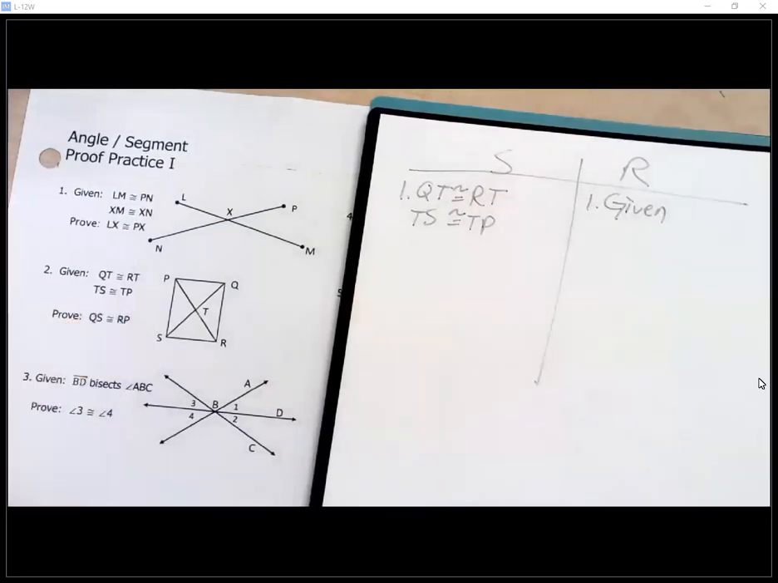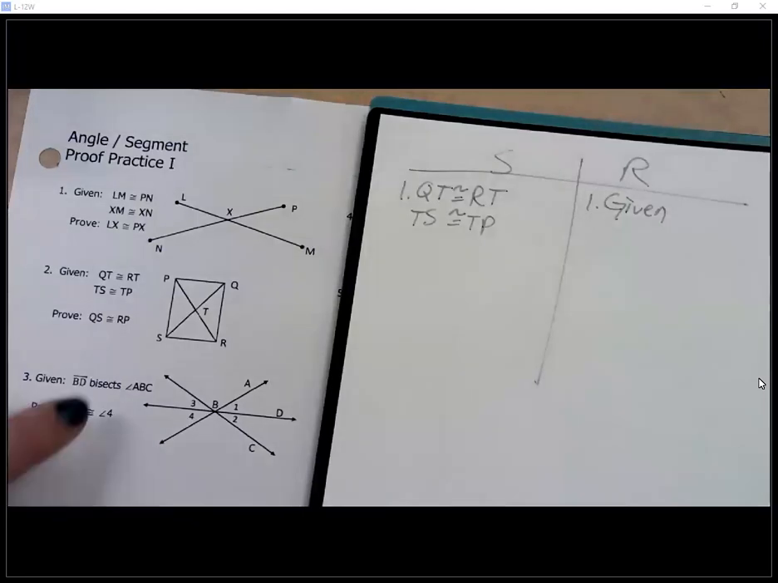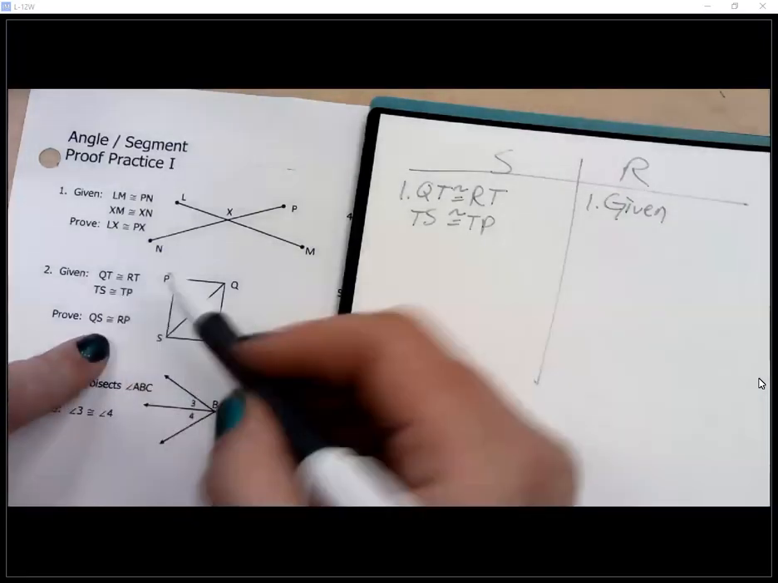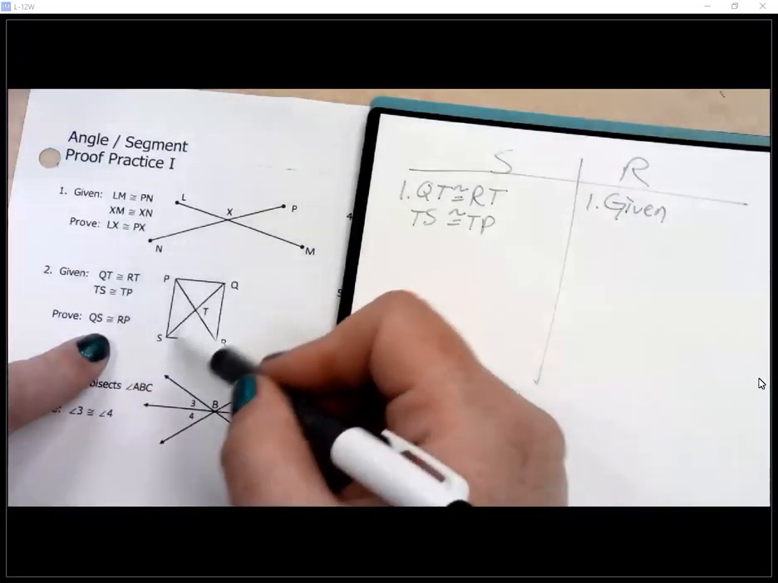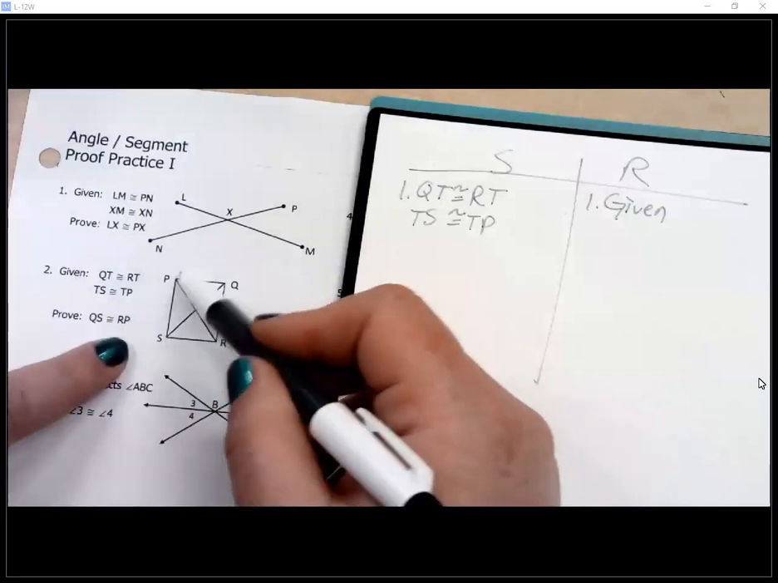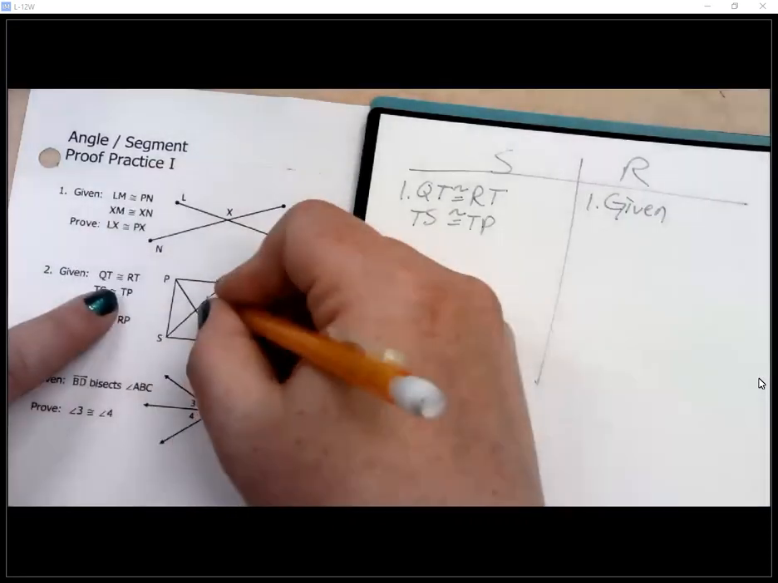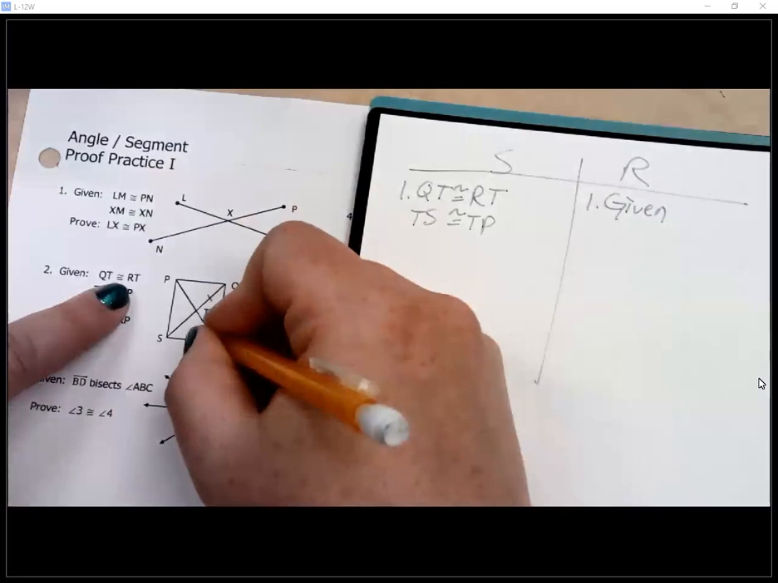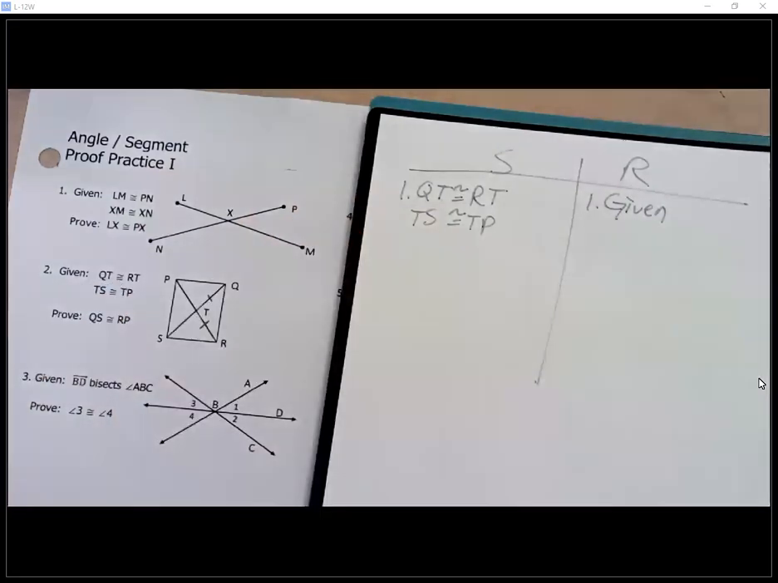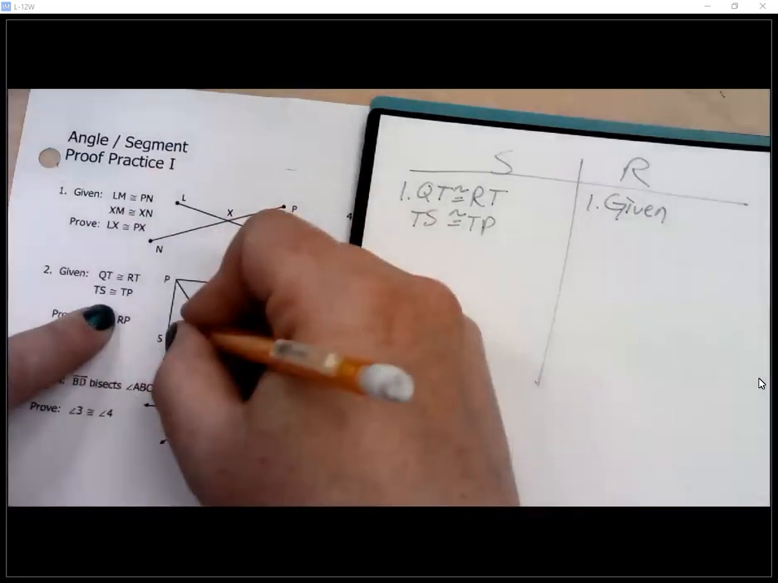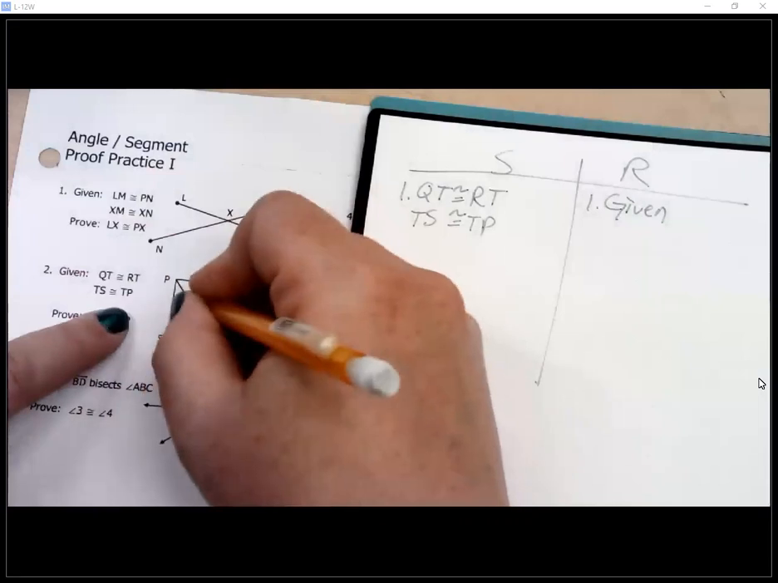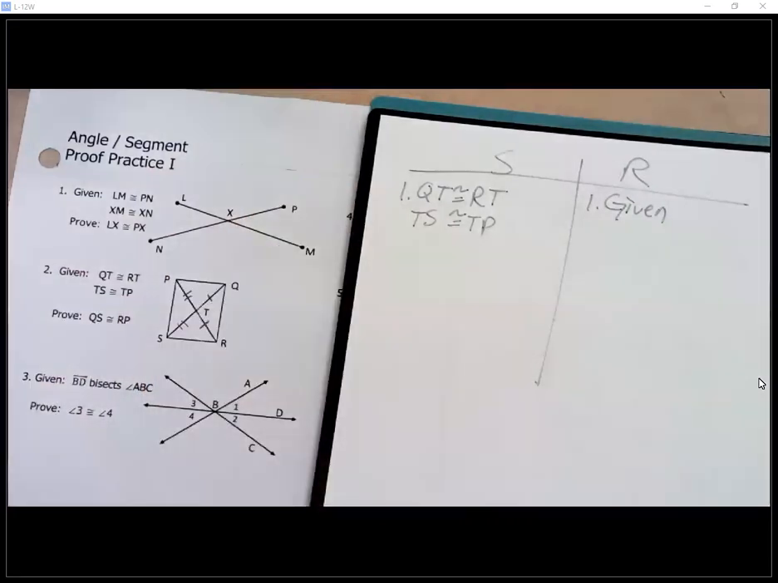All right. Let's see what we need to prove. They are asking me to show that all of QS is congruent to all of RP. So let's mark in the diagram what they've already given us. QT is the same as RT, so I'm allowed to mark those two as congruent. They also told me that TS is congruent to TP. So notice how I mark those differently.